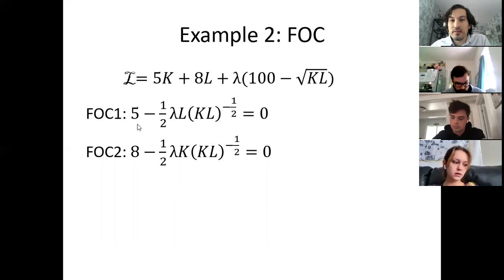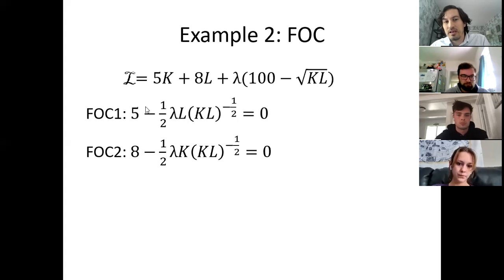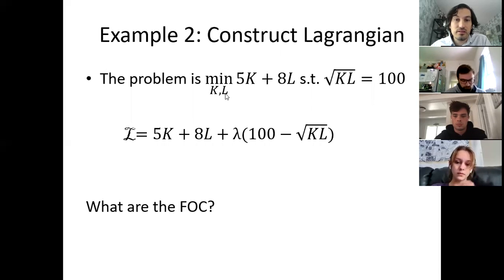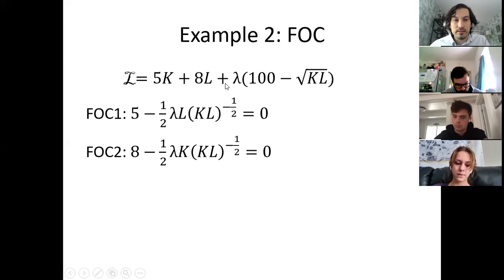So is this what we found for K? Something looks like this, where we have the derivative with respect to K of 5K becomes 5. For 8L, it disappears. Then you have this big term here, and you want to take the derivative of that whole thing with respect to K. I've written here minimum K, comma L, so I think of K as being the first choice variable. That's why there's an FOC1 here. That's just my convention, which you're more than welcome to use.